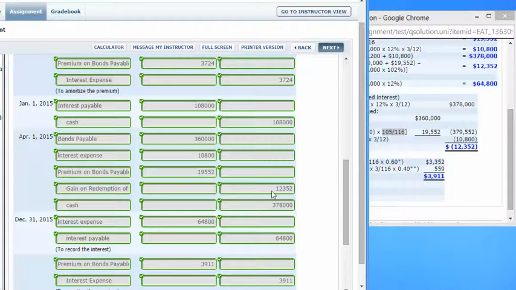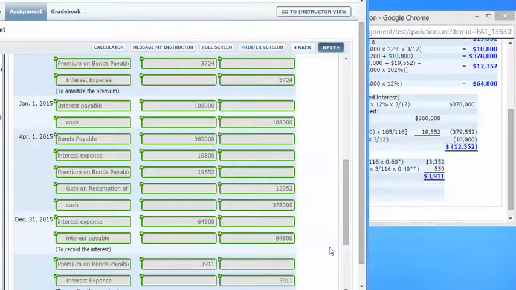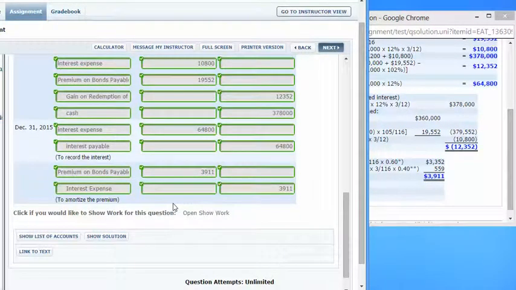The gain is $12,352. The gain on the redemption that you see here is simply the calculation based upon the redemption price, the carrying value, the unamortized premium, and the accrued interest. So we have a gain. Gains are always a credit, and gains are going to flow through the income statement as a gain, the $12,352.